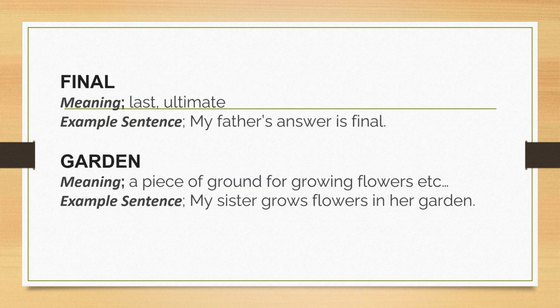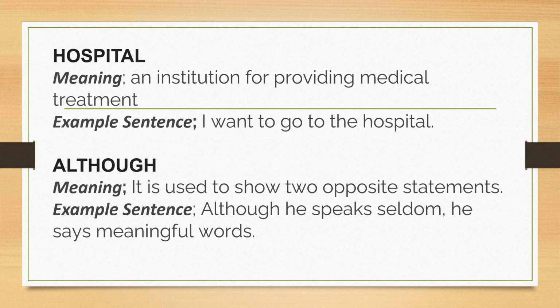Next, final meaning last and ultimate. Example: my father's answer is final. Garden meaning a piece of ground for growing flowers, etc. Example: my sister grows flowers in her garden. Next, hospital meaning an institution for providing medical treatment. Example: I want to go to this hospital.